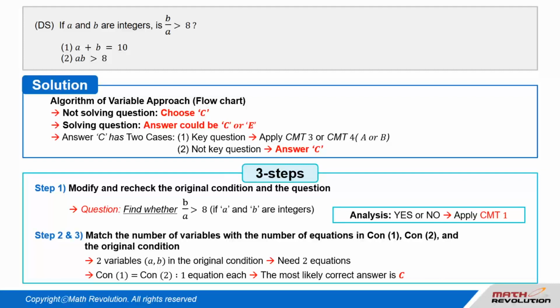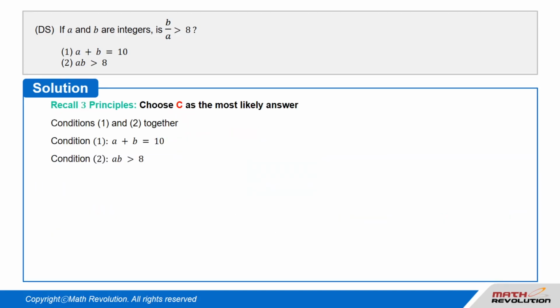Follow the second and third steps. Applying the variable approach to the original condition, match the number of variables and equations in condition 1 and condition 2, same as original conditions. We get 2 variables, so we need 2 equations. As each condition can give us 1 equation each, the answer is likely to be C. Recall 3 principles and choose C as the most likely answer.